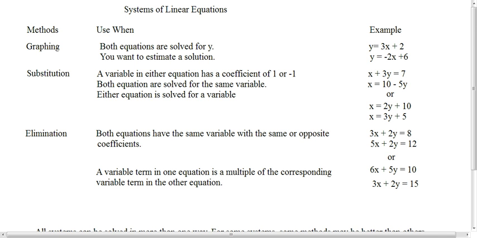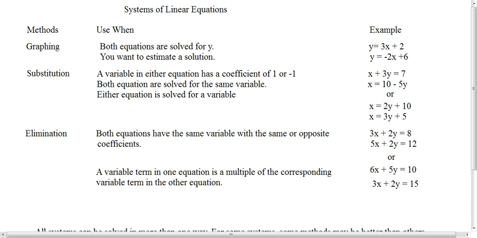Okay, what I want to do at this point is let you know some key components to when you would use the different methods that we have gone over with systems. We've looked at when you graph, we looked at substitution, and we've looked at elimination. Okay, but here's what we know: all systems can be solved more than one way. For some, a certain method probably is going to be the best choice.